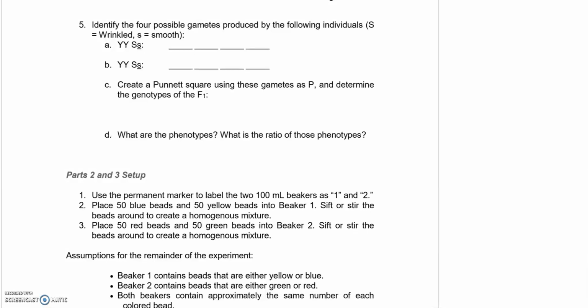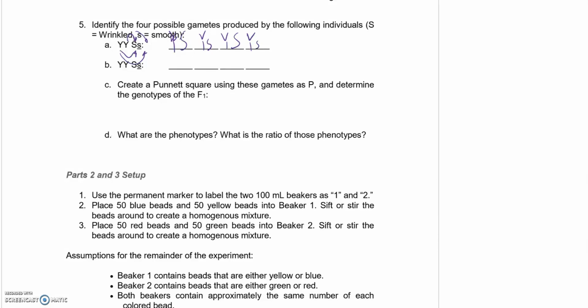So in this first example, we can have a combination of big Y with big S. We can have a combination of big Y with little s. And then big Y, big S again, right? This would be a repeat. And the same thing here, big Y with little s. Those are all the possible gametes for that particular organism.